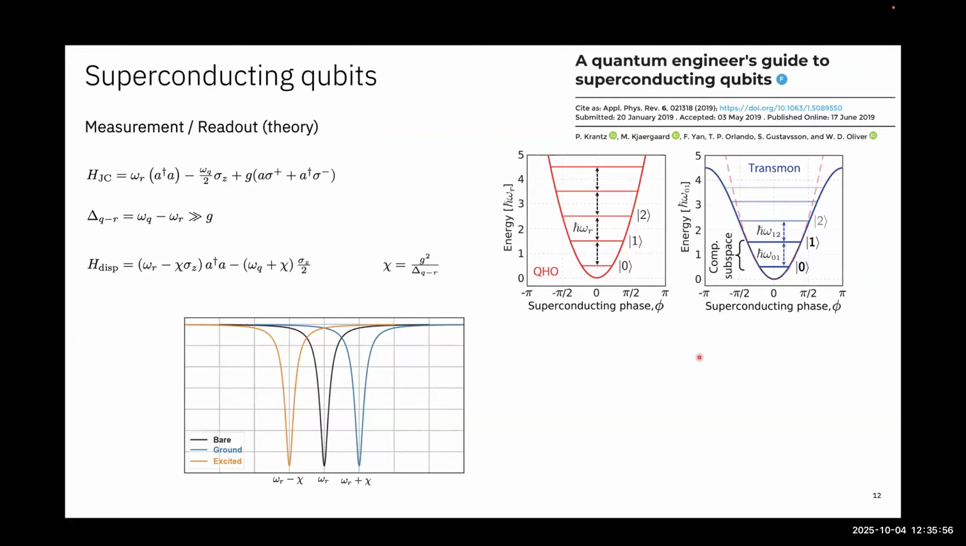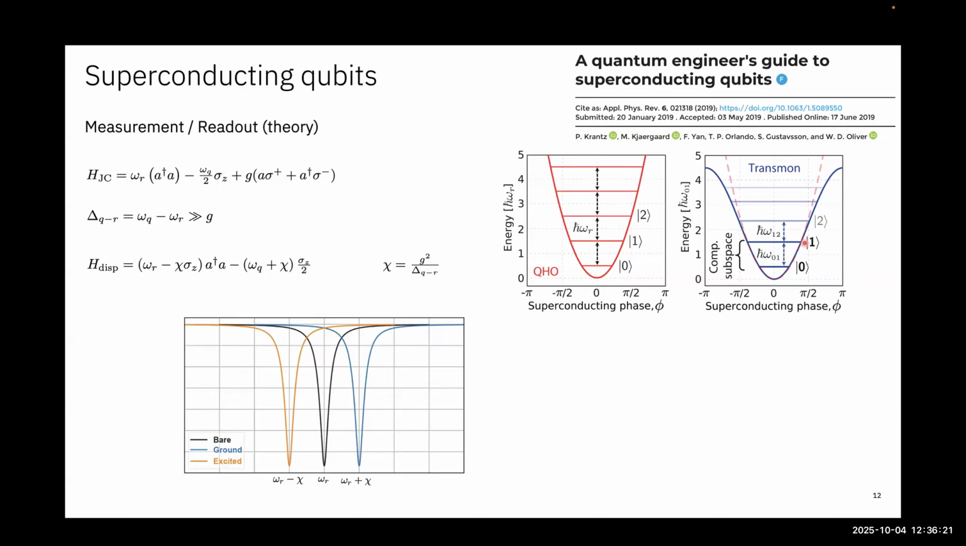So, let's say we have a qubit, which is what we get when we connect a capacitor with a Josephson junction. The frequency of the qubit is really the transition frequency that takes you from 0 to 1.